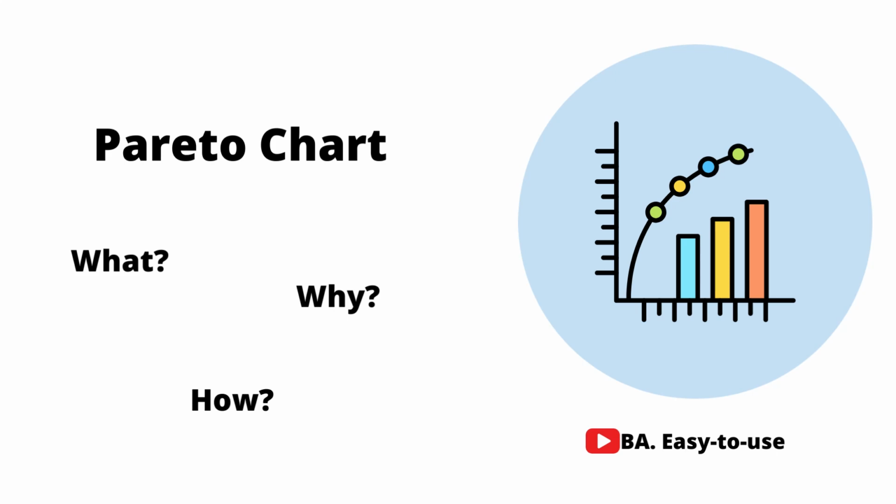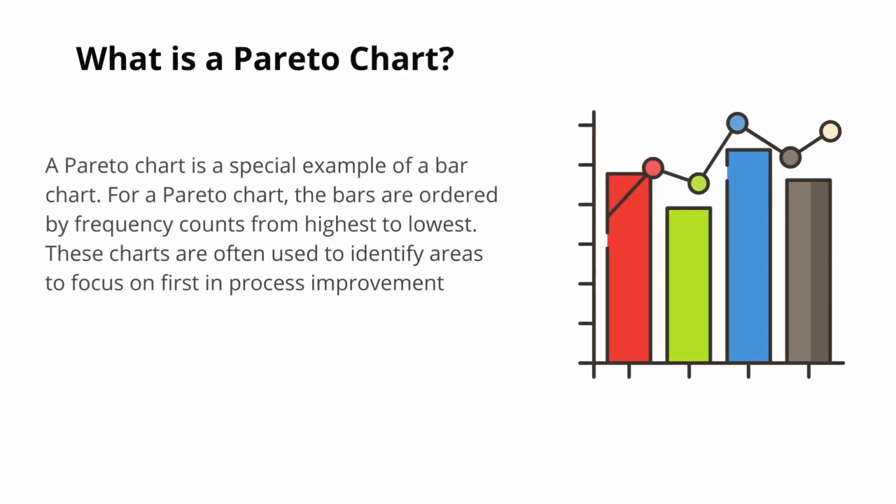Today we discuss the Pareto chart. A Pareto chart is a special example of a bar chart. For a Pareto chart, the bars are ordered by frequency count from the highest to lowest. These charts are often used to identify areas to focus on first in a process improvement.